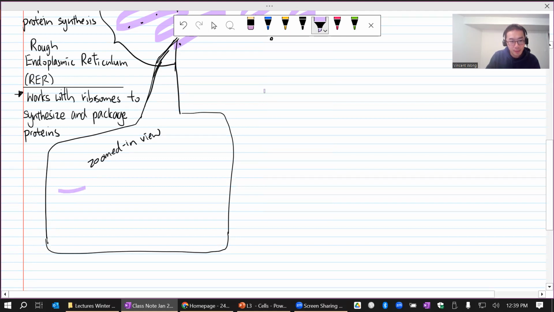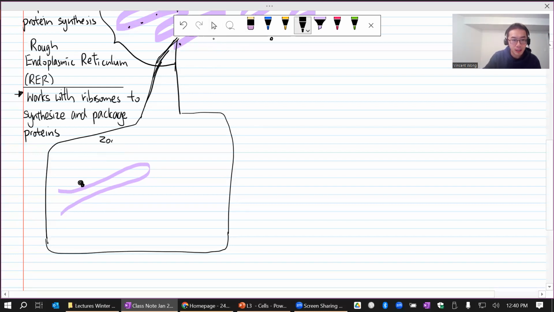So this is the endoplasmic reticulum, right? It's like hollow on the inside. It's empty on the inside, okay? And then we're gonna have the ribosome here. Okay, that's a ribosome.